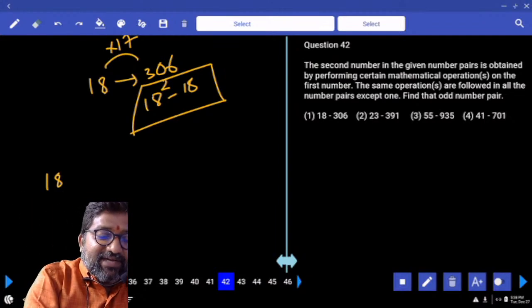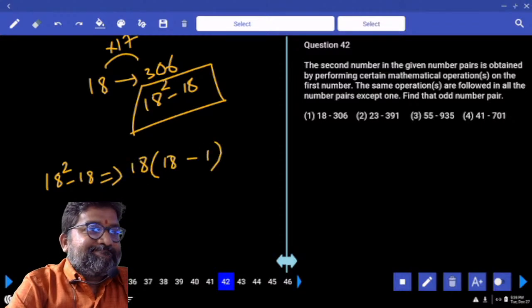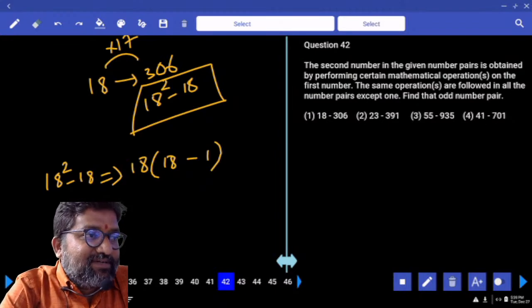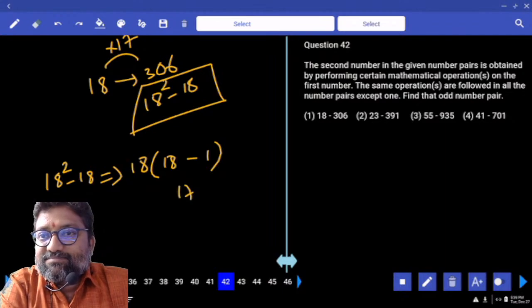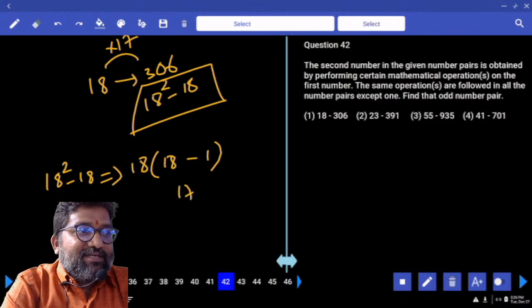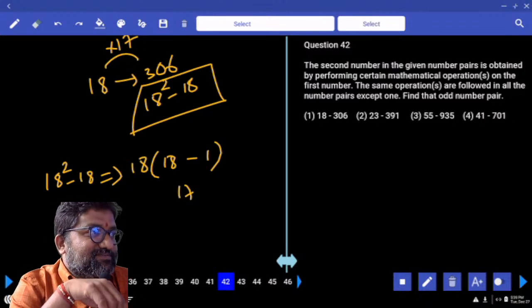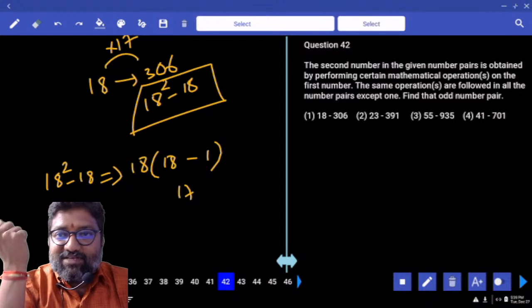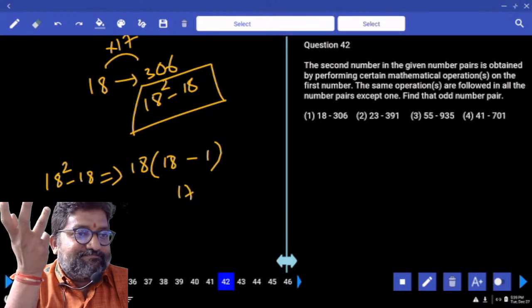See, this is 18 square minus 18. I'll write it as 18 into 18 minus 1. It's nothing but 18 square minus 18. What is 18 minus 1? 17. So just by learning 18 square, now you can answer what is 18 into 17.